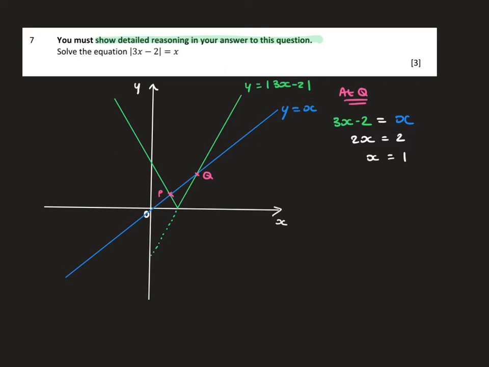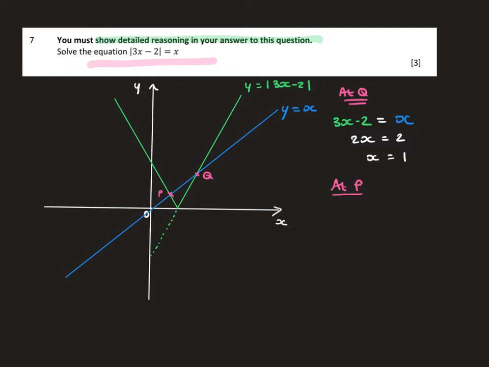Now, I'm not being asked to find coordinates of points of intersection. It just says solve the equation here. So I'm not going to find a y-coordinate because I haven't actually been asked to do that. I've been asked to find x values.